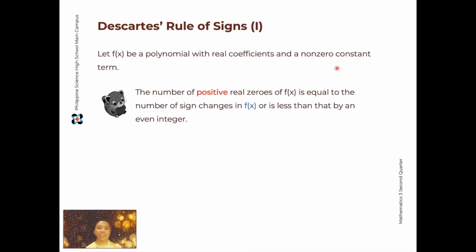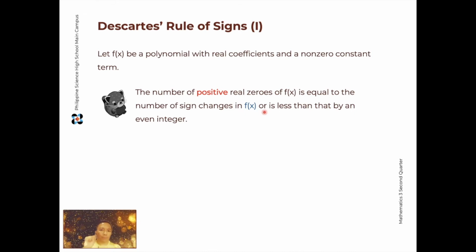And a non-zero constant term. So, hindi tayo pwedeng nag-end sa x. Hindi pwedeng yung function natin, x squared plus 3x, tapos na. Kailangan merong constant term na hindi equal sa 0. Okay, ito yung rule. The number of positive real zeros ni f of x, positive real zeros, is equal to the number of sign changes in f of x.